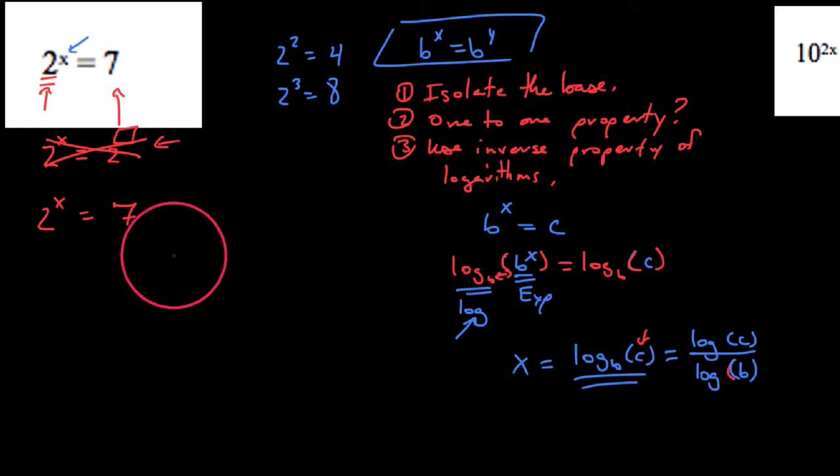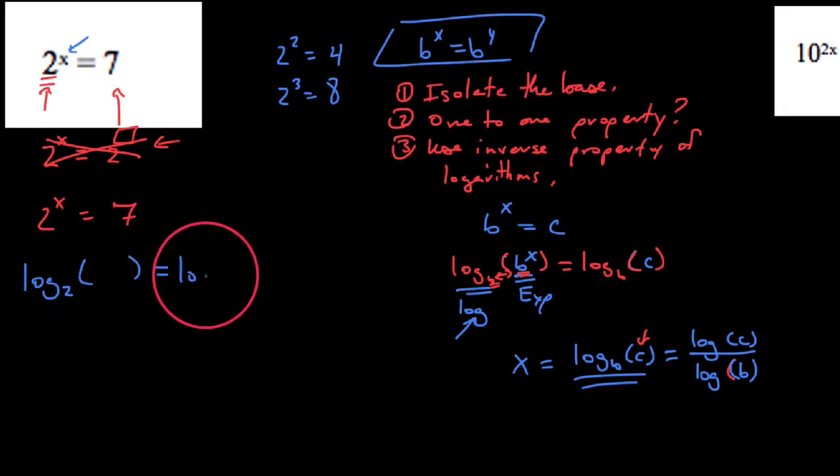I'm going to show everybody how this looks when you have something like 2 to the x equals 7. Now that I have this base isolated and I've determined that I can't use the one-to-one property, I'm going to take the log of both sides. The thing I want to really point out is that their bases have to match. So I'm going to take the log base 2 of everything on both sides. What you do to one side of an equation, you do to the other side.